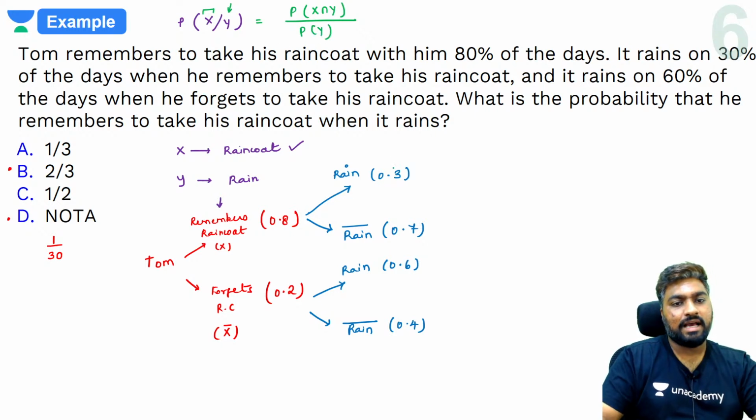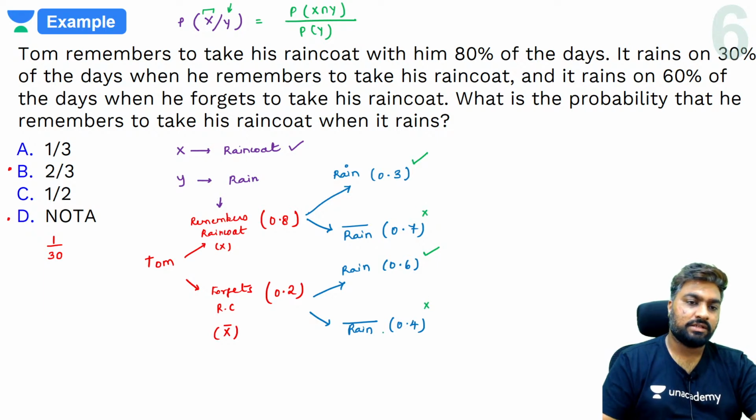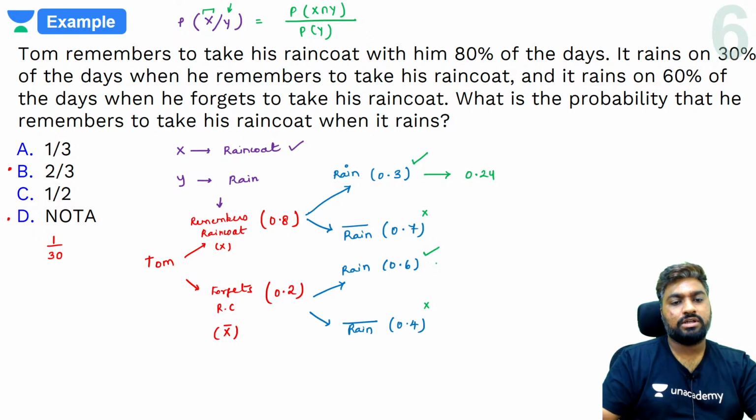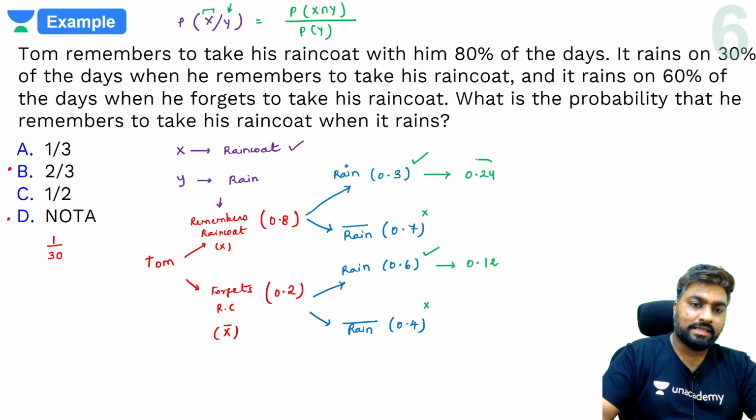Yes, रेन कहां पे हो रहा है? यहां पे हो रहा है, यहां पे रेन हो रहा है। मतलब इन दो इंफॉर्मेशन की हमें जरूरत नहीं, we don't need these two information. Yes, so 0.8 into 0.3 will be how much? 0.24. 0.2 into 0.6 is how much? 0.12. Yes, this is the probability that we want.